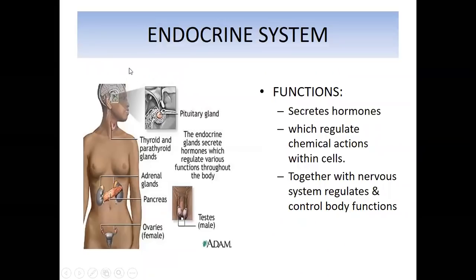Okay, and then we have the endocrine system. The function is to secrete hormones. You can see here this is the pituitary gland. We have the thyroid gland and the adrenal gland. They secrete hormones.